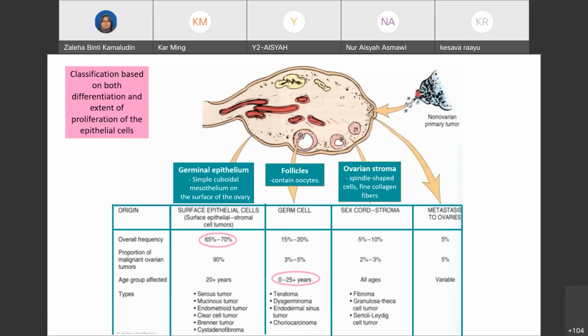Okay, this is an example. Actually, tumor from different sites. For example, the most common one is the stomach. Okay, the stomach metastasized to the ovarian surface, and one of the terms that we can call this one is actually the Krukenberg tumor. All right.